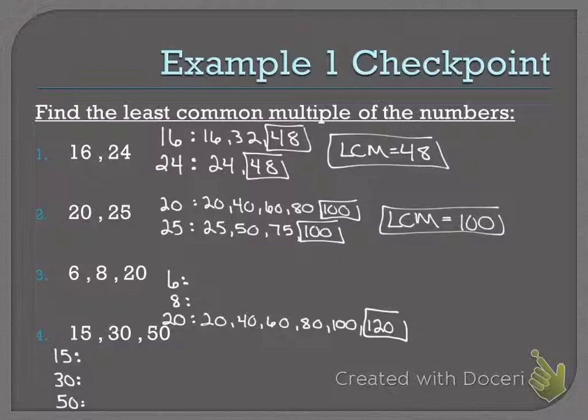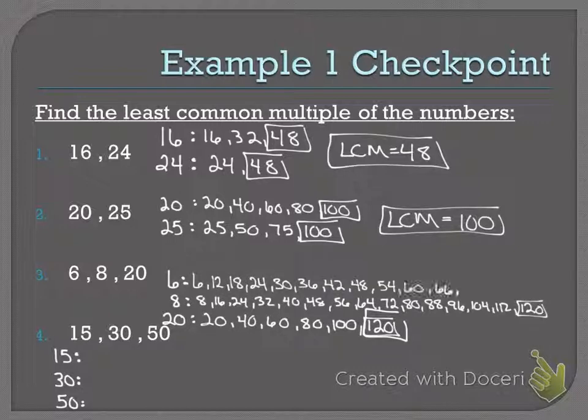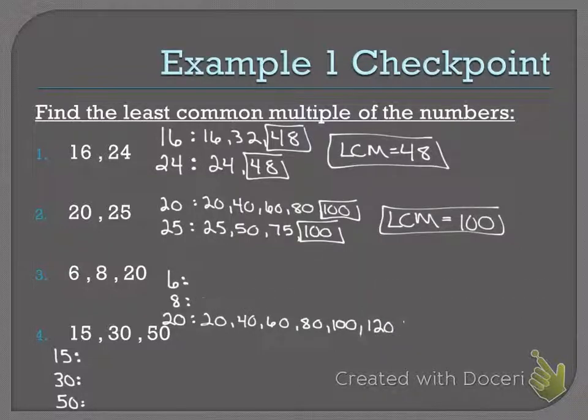Because if you were to write it out, this is what it would look like. Yes, that's a lot of writing, isn't it? So let's all agree, I'm fine with this on your homework tonight. LCM is 120. But you must list the multiples of the largest number. Does that make sense? Till you hit that number.